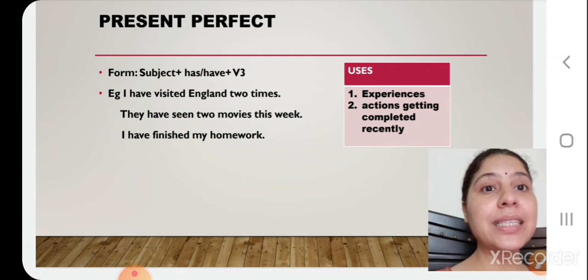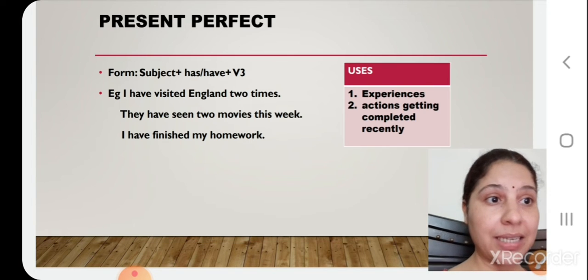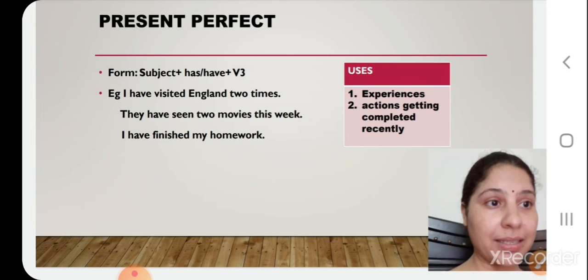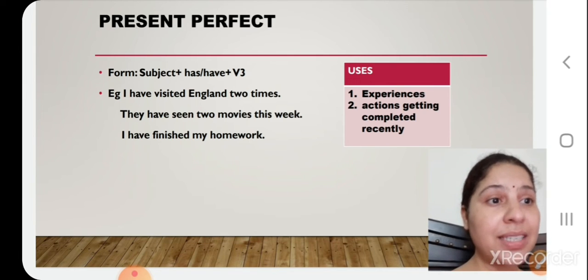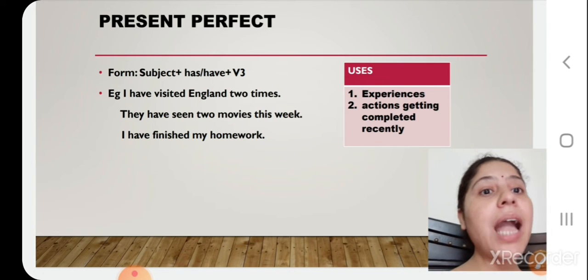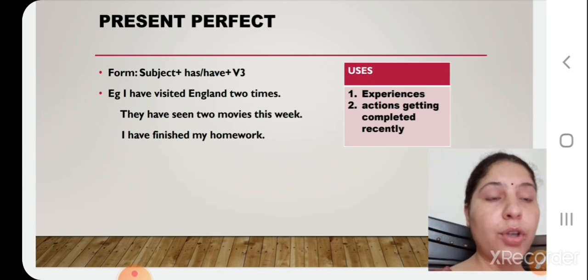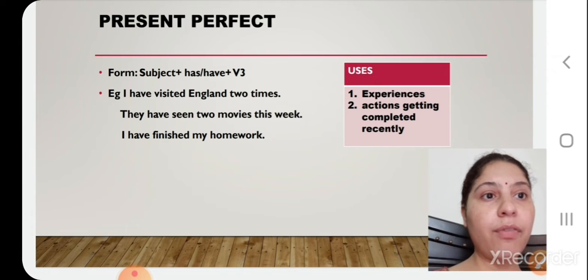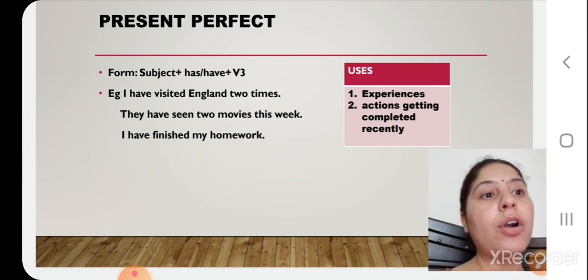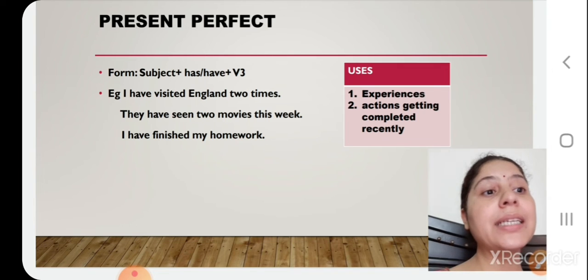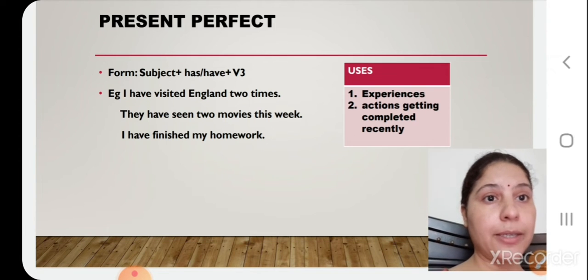So that means some action that is perfected in the present itself. It has not gone into the past. It is in the recent past, you can say. I have finished my homework just now. So, present perfect tense is used when you want to talk about your experiences of life, when you want to talk about actions that have been completed recently.